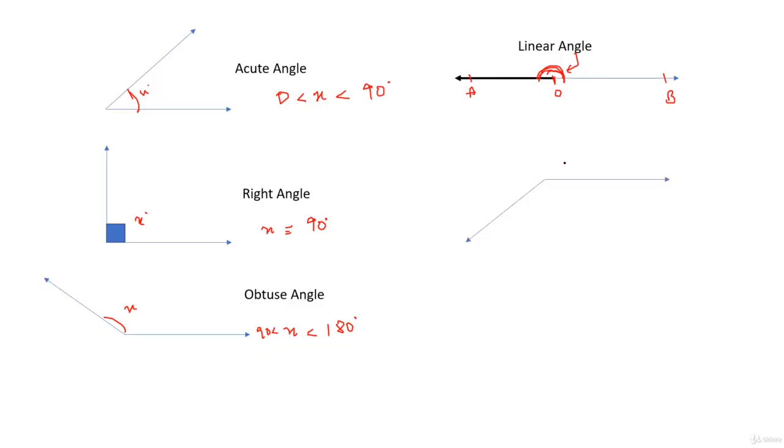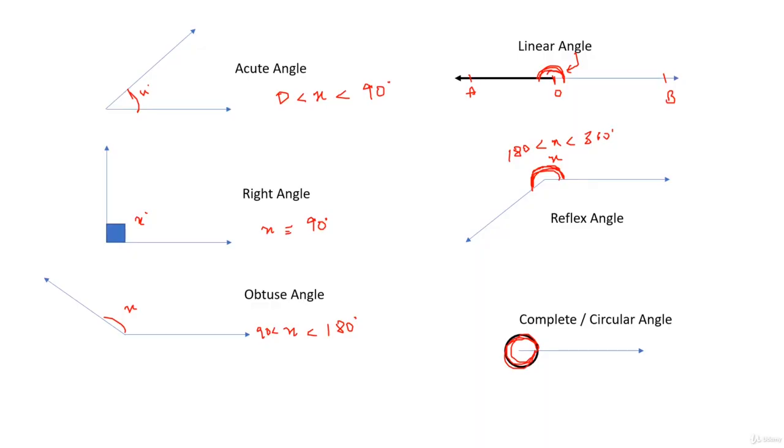Next type. This is the angle I'll be interested in. This angle is more than 180, and this angle, let's say x, this x is definitely less than 360 degrees always. So when this happens, this is called a reflex angle. Now the last type of angle. I have two lines overlapping, so maybe you can't see them. They are basically forming one complete round like this. This is a complete or a circular angle. As simple as that. We will use these different types of angles in our journey of geometry, so I wanted you to understand them very properly.